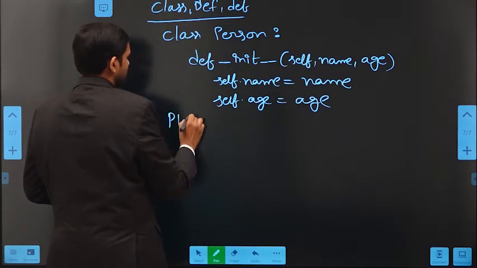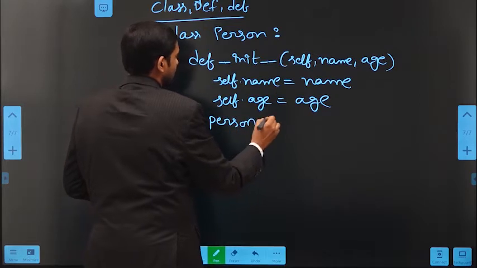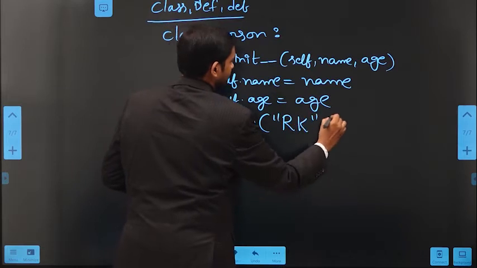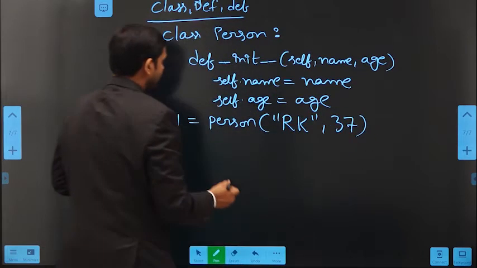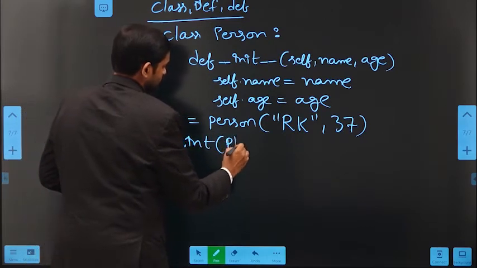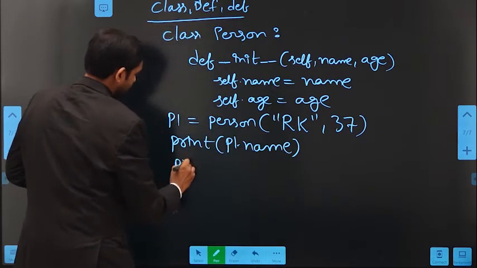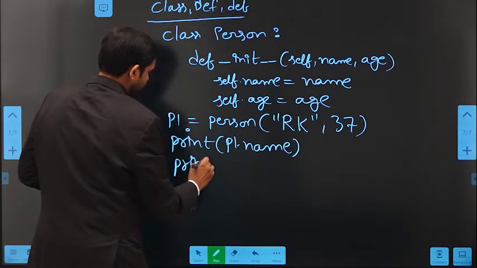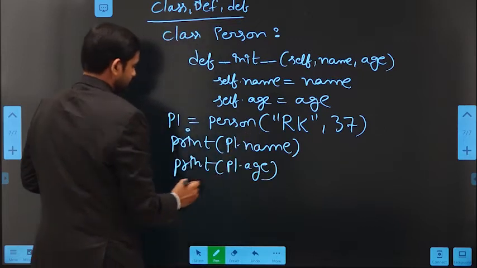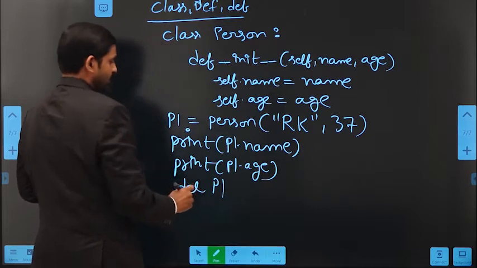Create the object of the person as P1. P1 = Person("RK", 37). print(P1.name), print(P1.age), del P1.